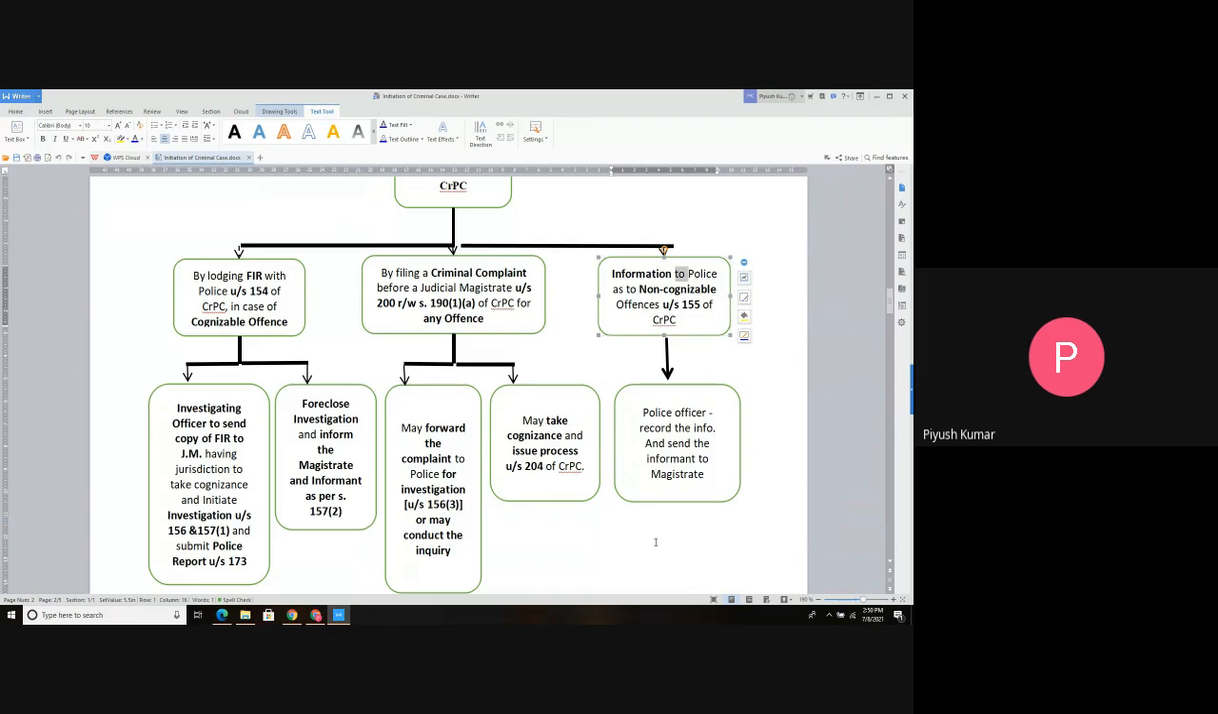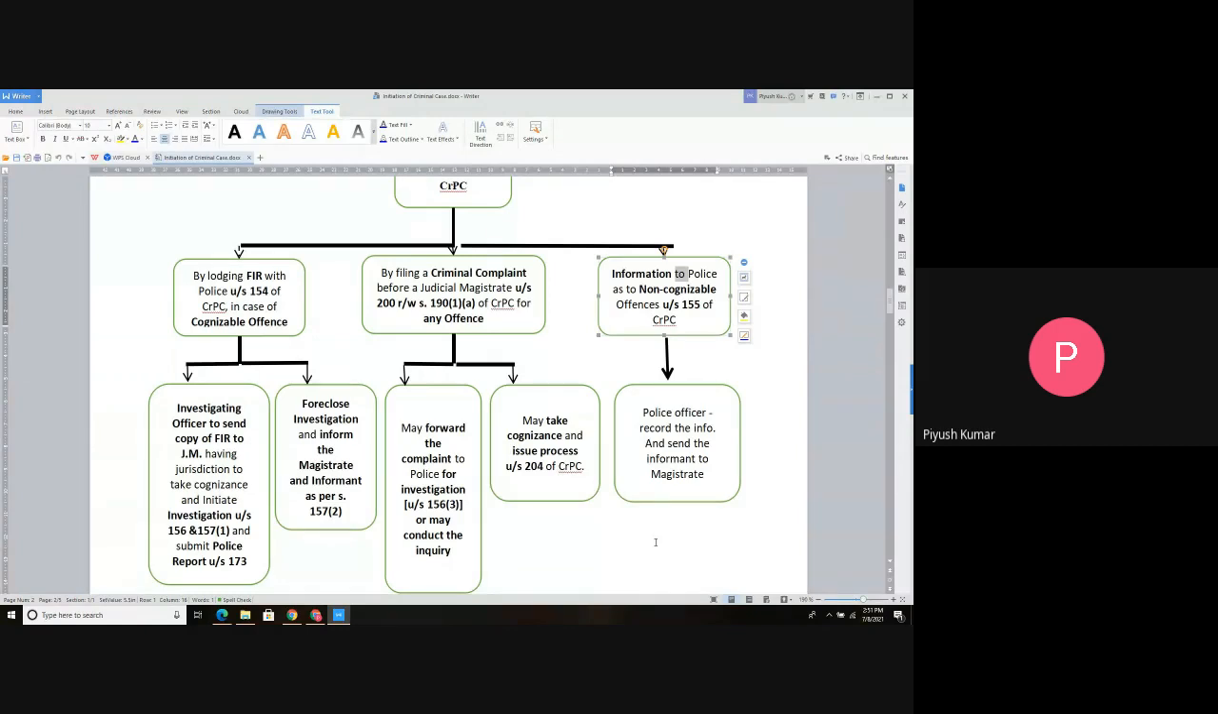If you are filing a criminal complaint which involves a cognizable offense, तो मैजिस्ट्रेट जो है वो क्रिमिनल कंप्लेंट को फॉरवर्ड कर देता है to the police. If it is a non-cognizable offense, तब वो उसका डिसाइड करता है whether to take the cognizance or not to take the cognizance. Therefore, the second option which we are discussing, he may forward the complaint to the police or he may conduct the inquiry also. He may conduct an inquiry also.